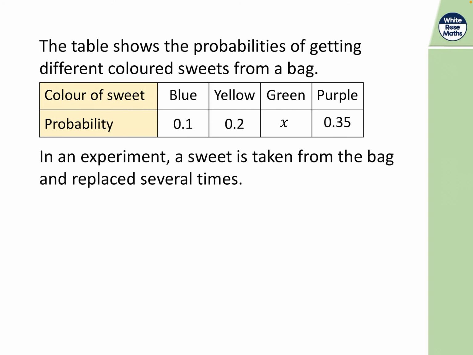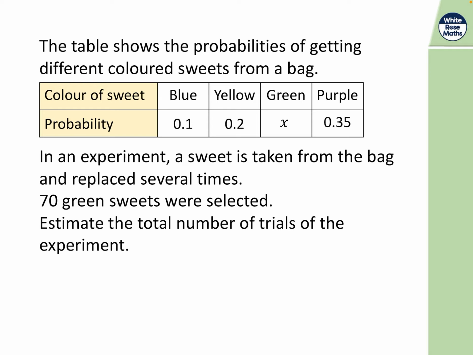In an experiment, a sweet is taken from the bag and replaced several times. By replacing it, it means it doesn't change the probabilities because you're taking it out and putting it straight back in again. As we move through this topic, we'll have a look at what happens if we take the sweet out and don't replace it. But for now, the only reason it's important that we're replacing it is because it means the probabilities stay consistent. We've got 70 green sweets were selected. Estimate the total number of trials of the experiment.